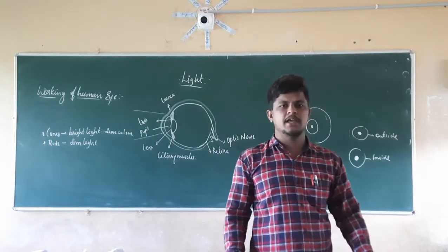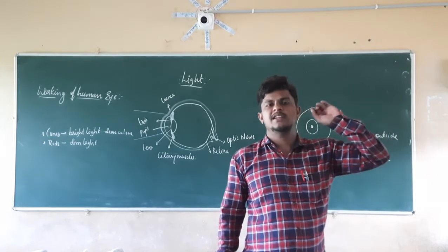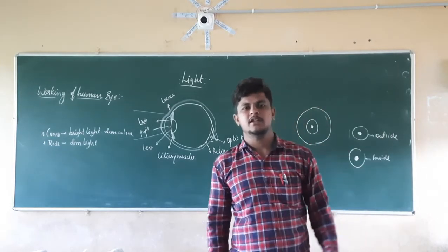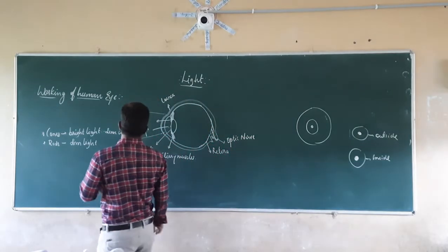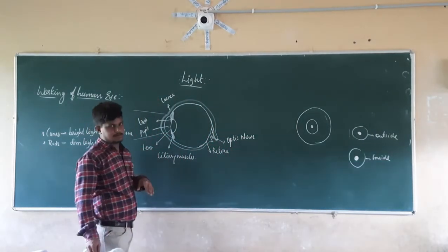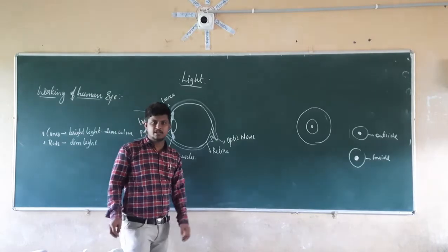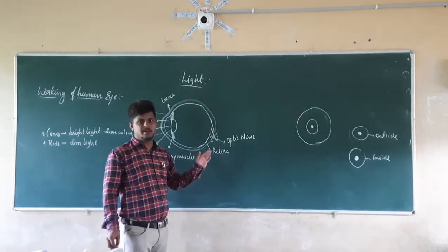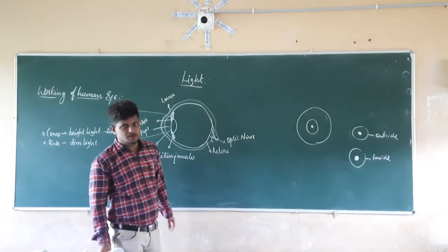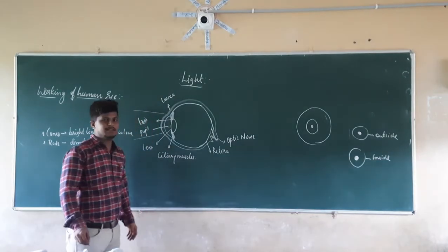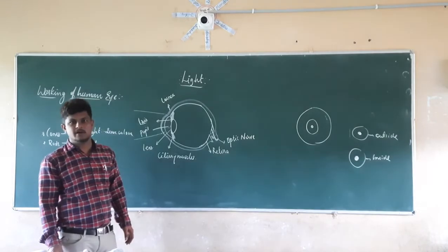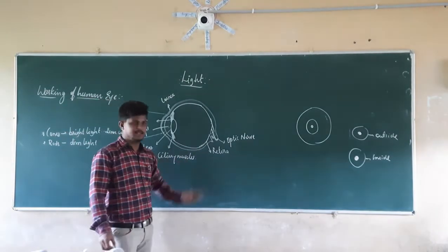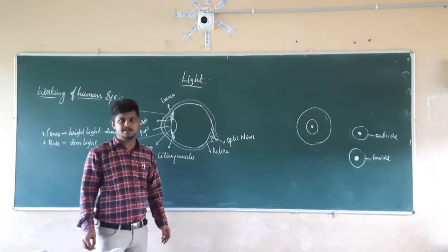We know that for the formation of an image, the light rays should be converged. See here, all the light rays are coming in the parallel direction. For the formation of the image, those light rays should converge. So which part is going to do that? That is nothing but the lens. The lens helps in the convergence of the light rays at the point, the retina.